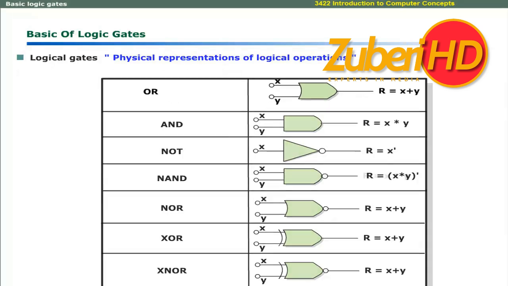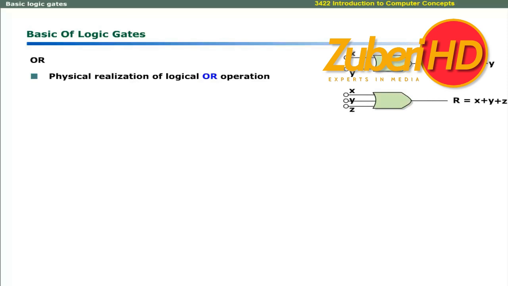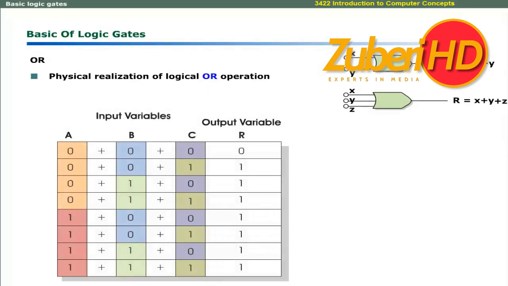The first logical gate in our discussion is logical OR gate. It is physical realization of logical OR operation. The physical representation of OR gate for 2 and 3 inputs is given here. Here is truth table for logical OR gate. The plus sign represents logical addition. It is important to note that the result of logical OR is 0 when all input values are 0.